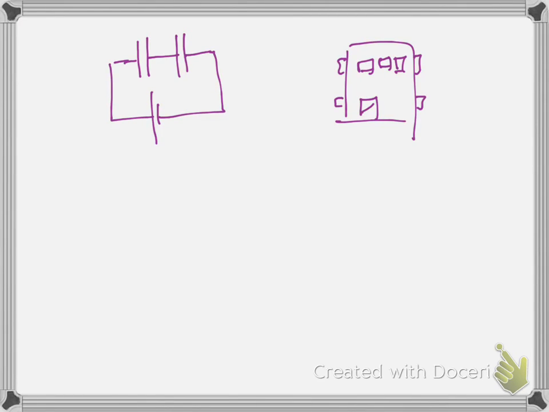So let's say that we have a circuit with 2 capacitors, 1 microfarad each, and a potential difference of 6 volts attached to those capacitors in series. So how do we know how much charge goes to each capacitor? How do we know how much energy is stored in each capacitor?